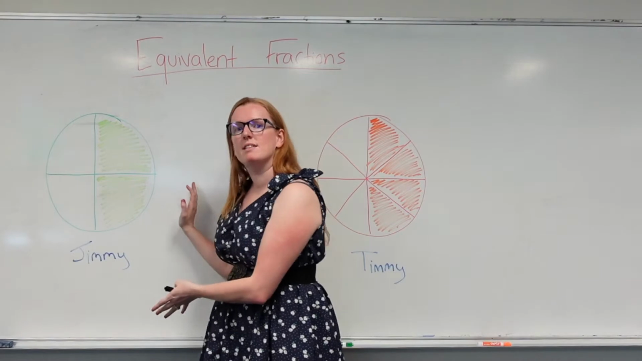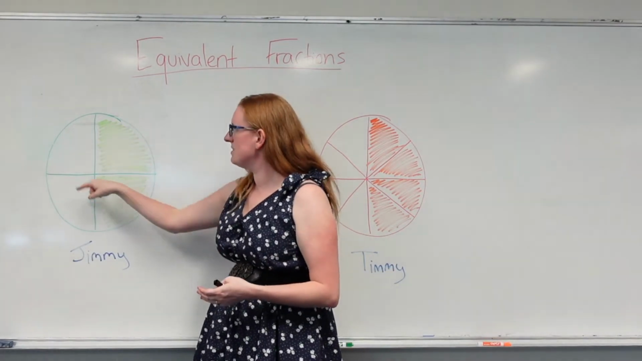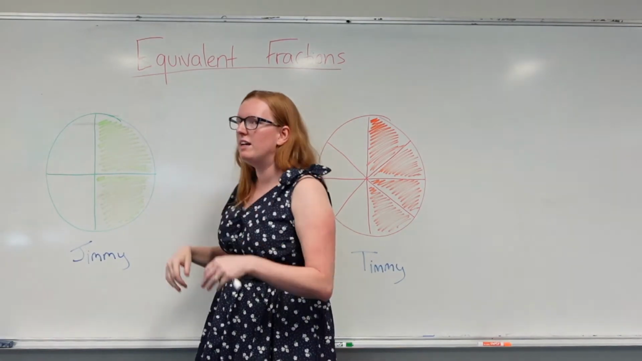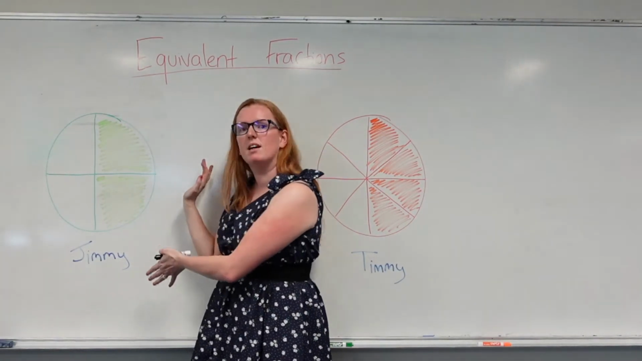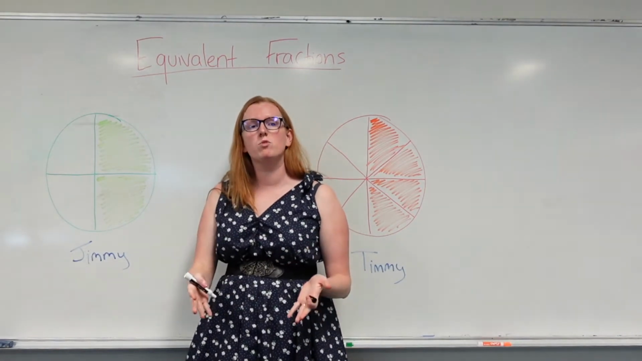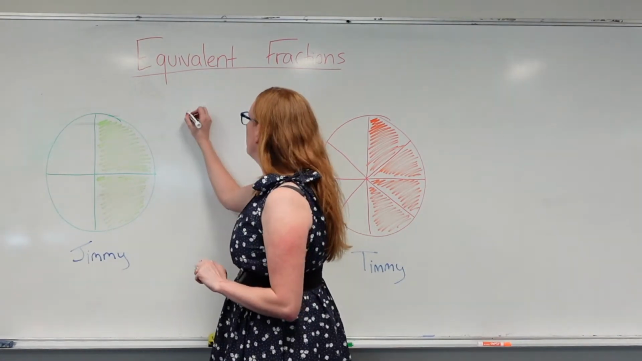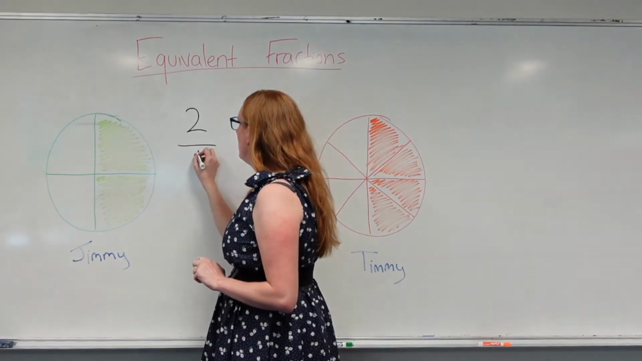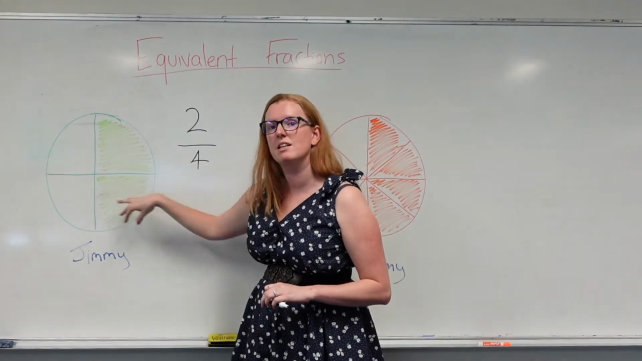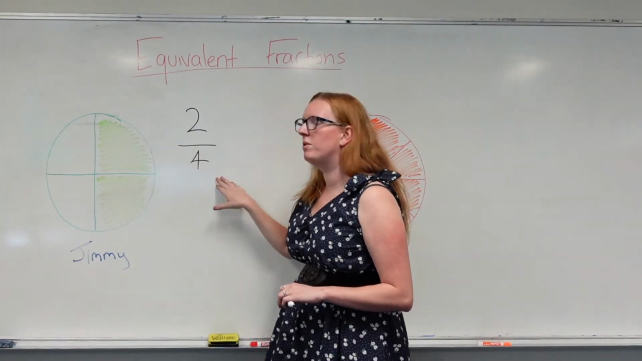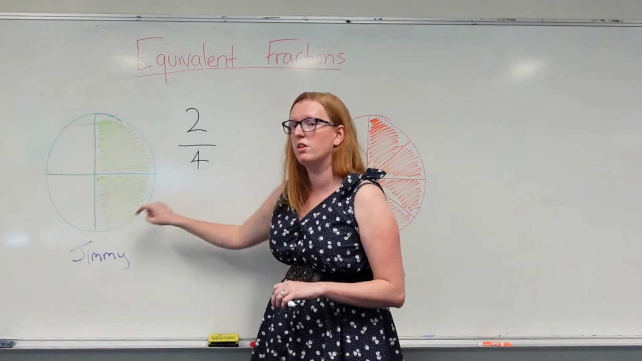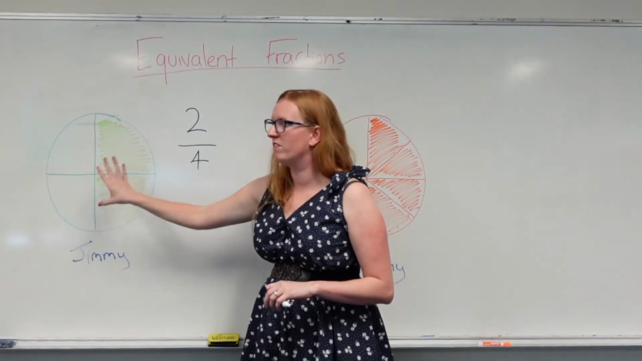So Jimmy's pizza was cut into 4 slices, which is a bit weird, I know, who cuts a pizza into 4 slices? Anyway, Jimmy has had his pizza cut into 4 slices and he ate 2 of the 4. So if I wanted to write this as a fraction, it'll be 2 over 4, because remember, our number on the top represents how many pieces he's had, and the number on the bottom is the number of pieces that there were to start with. Okay, so he had 4 to begin with, and he's eaten 2 out of the 4.